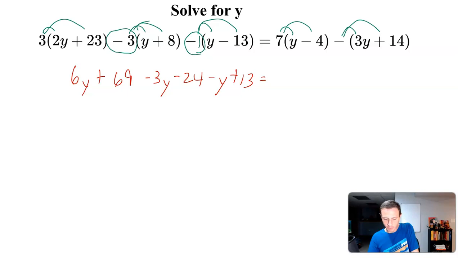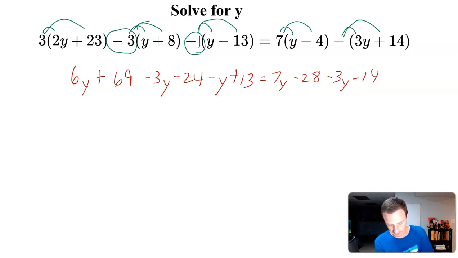Equals 7 times y is 7y. 7 times negative 4 is negative 28. And then last, negative 1 times positive 3y is going to make that a negative 3y. And then negative 1 times 14 is negative 14.